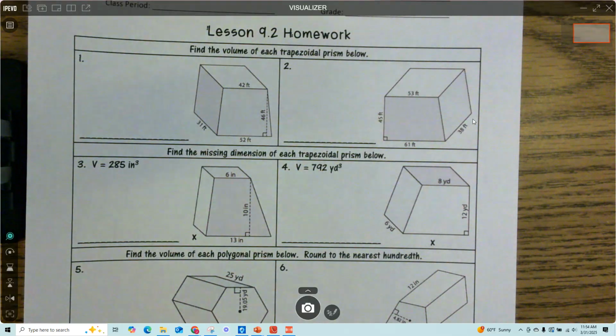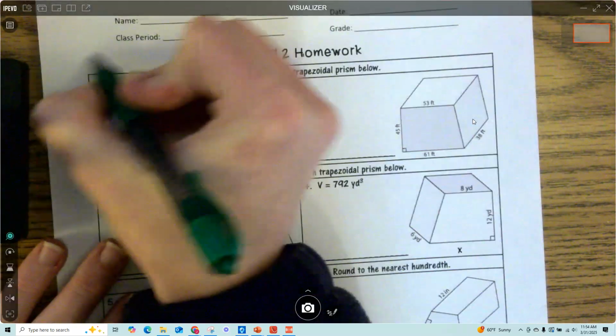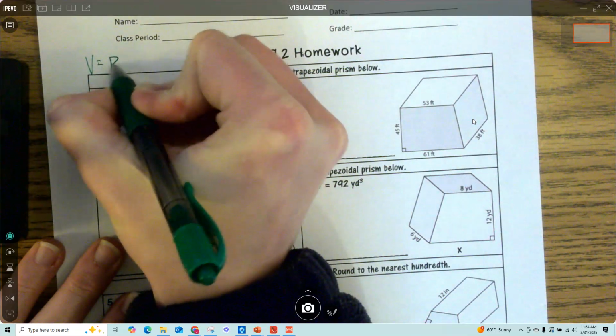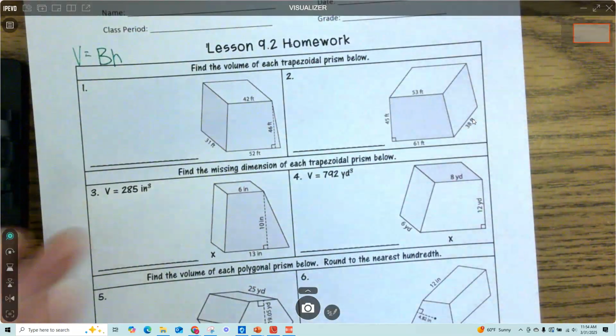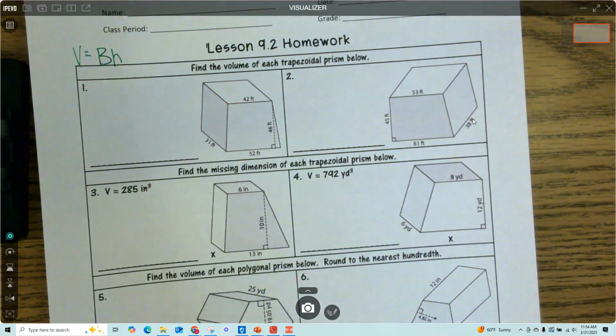The same formula holds that we used on Friday. Volume equals the area of the base times the height. That's just our general formula for volume of a prism, any prism.